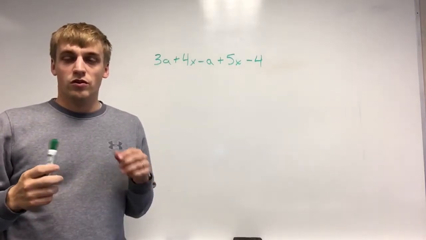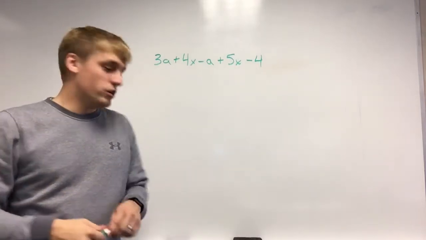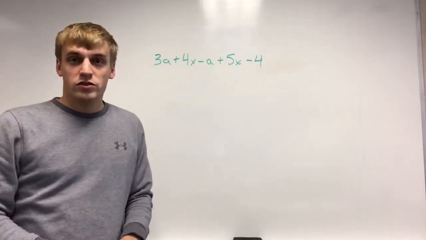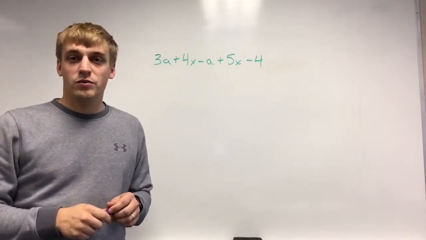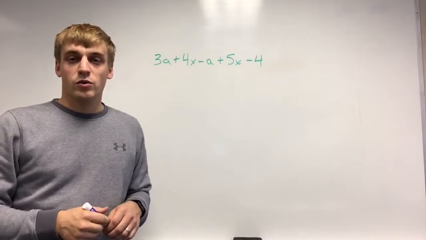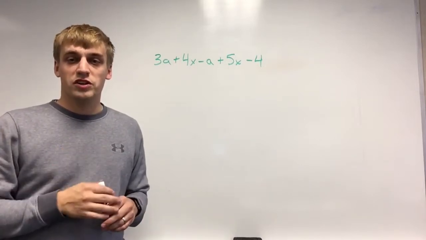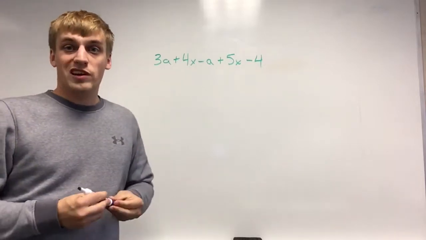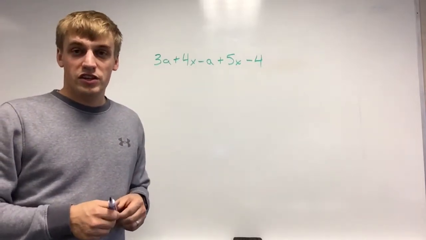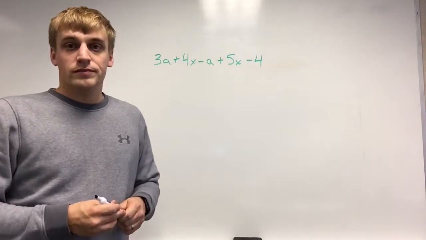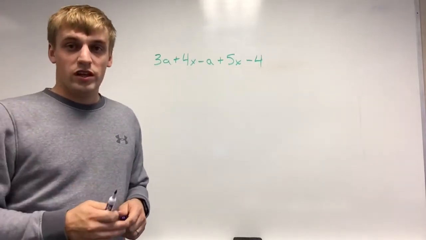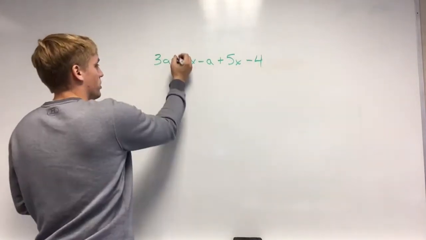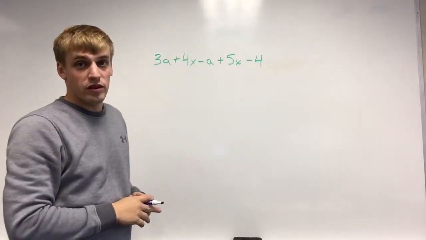Well, in order to be able to combine the like terms, we need to know what the terms are. So just like when we were identifying what terms were in an expression, we're going to split this expression up into terms. And how do we do that? Well, we look for the plus and minus signs, or the addition and subtraction signs, and we split it up literally by putting a bar right in front of the operation.